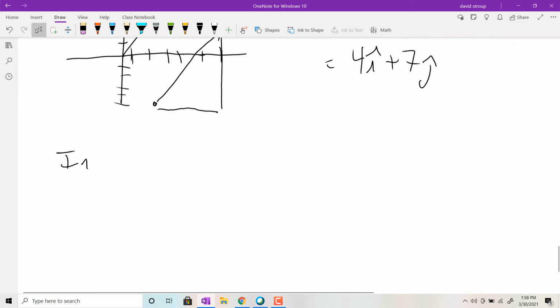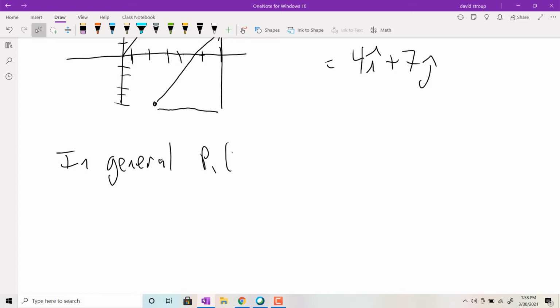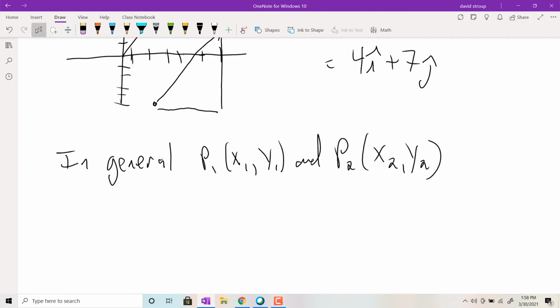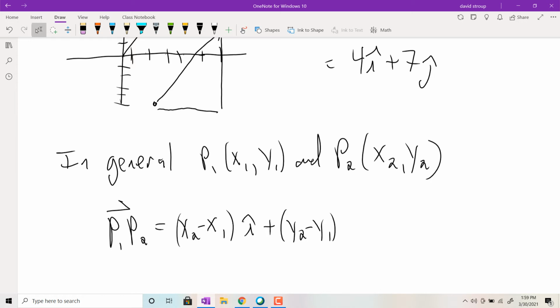So you have to be a little bit careful. In general, given 2 points, P1, which we'll say is (x1, y1), and some other point P2, which we could say is (x2, y2), the vector P1P2, going from P1 to P2, will be (x2 minus x1)i plus (y2 minus y1)j.